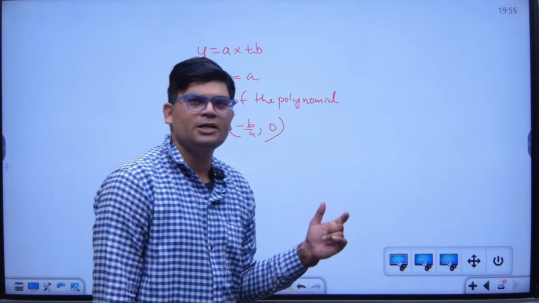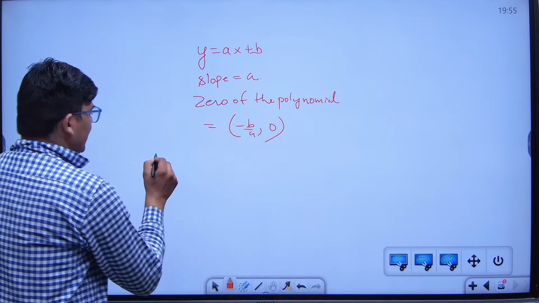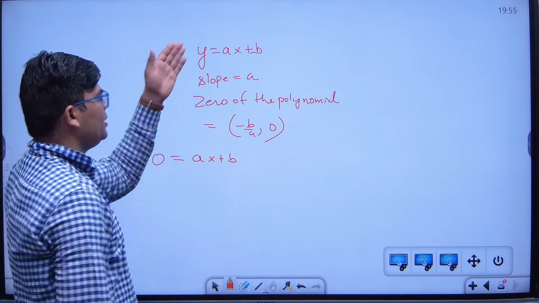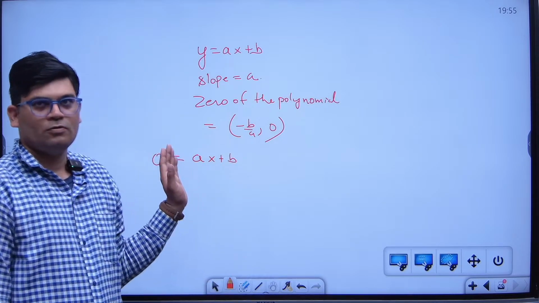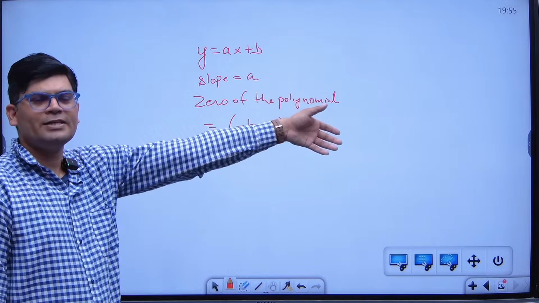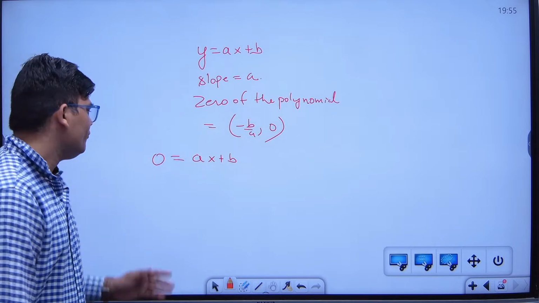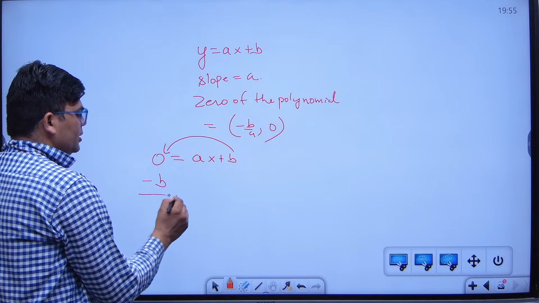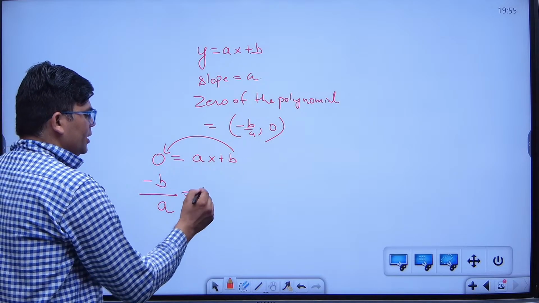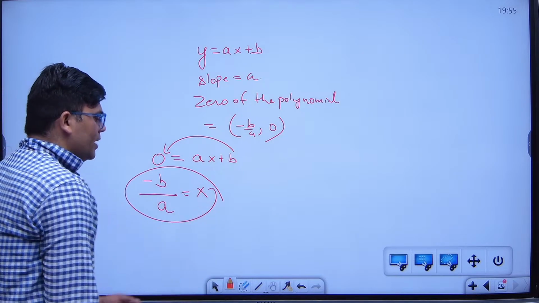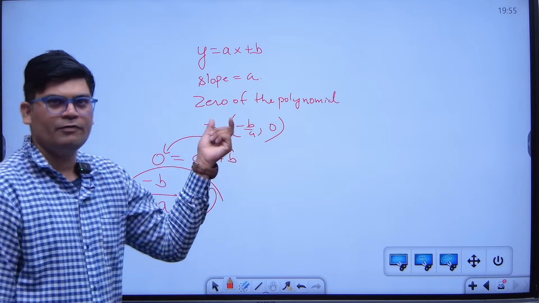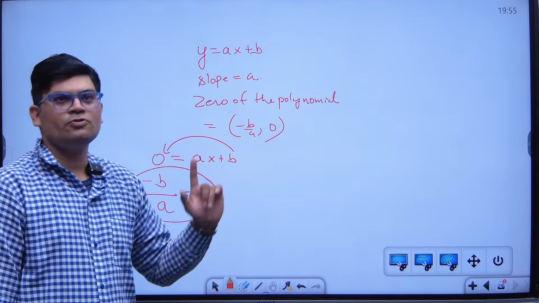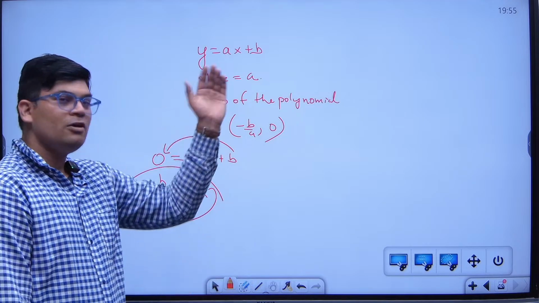How, sir, is it minus b upon a? Let us take y as 0 in ax plus b. Zero means the value of x at which y becomes 0. So if y becomes 0, b will go to the other side, and a will come in the denominator. So x is equal to minus b upon a is the value at which the graph will become 0.